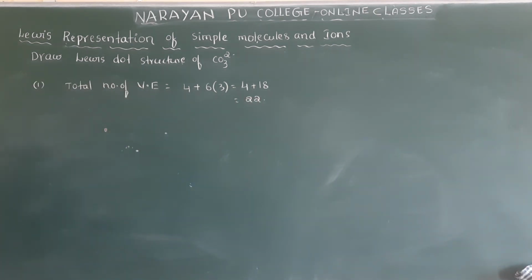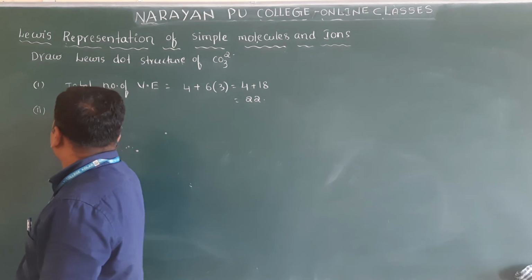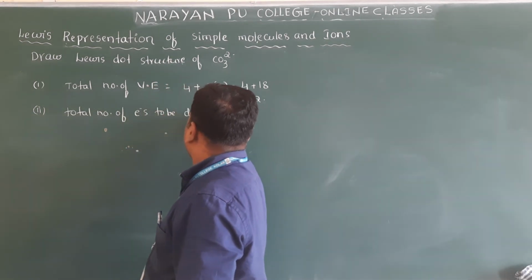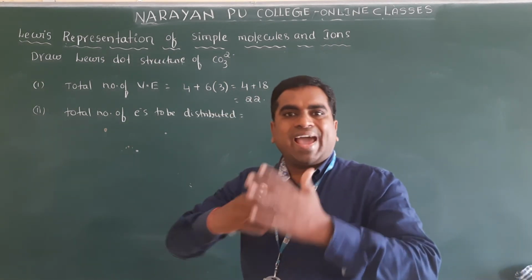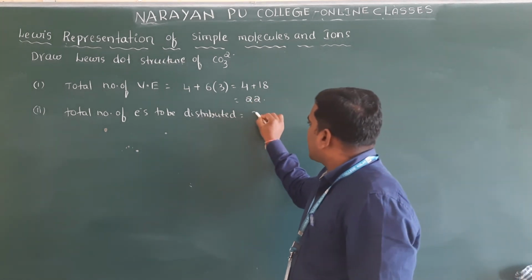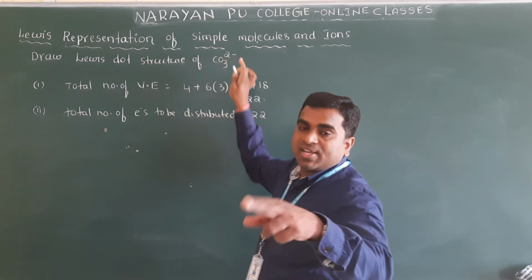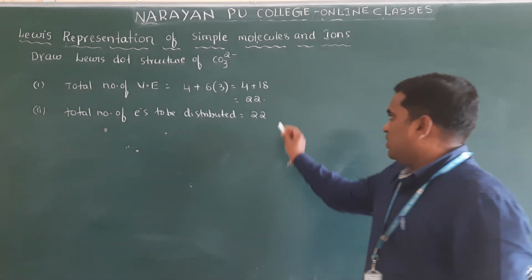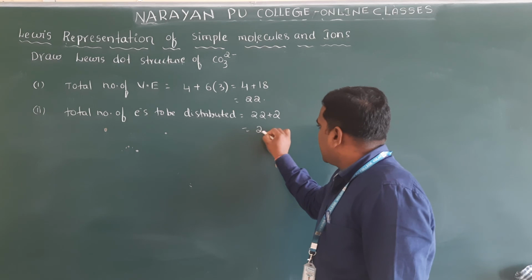Total how many electrons are here? There are total 22 electrons. Now, second step: total number of electrons to be distributed. This is valence electrons, but for total number of electrons to be distributed, you have to write the total number of electrons of the CO3 2 minus. Carbon and oxygen will have total 22 valence electrons. But here what is the charge? 2 minus. Is it a neutral molecule or a charged molecule? Charged molecule. 2 minus means you have to add the 2 electrons. So this is total electrons distributed for the Lewis dot structure. So how many are here? 24. This is the second step.